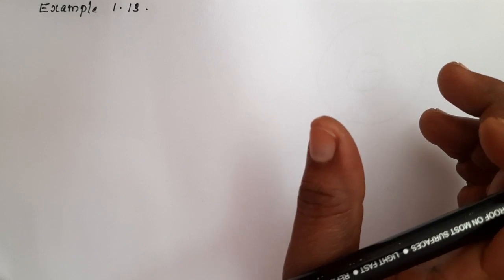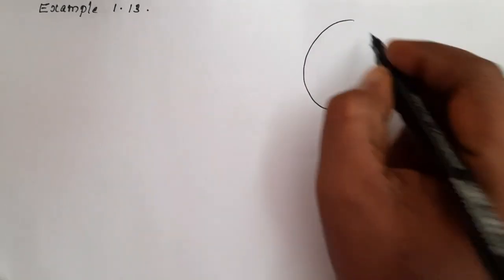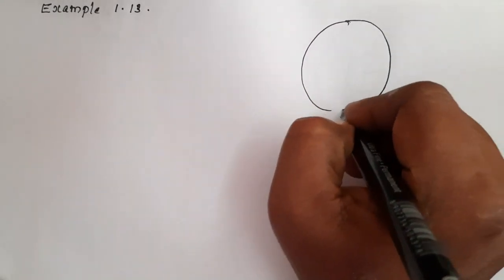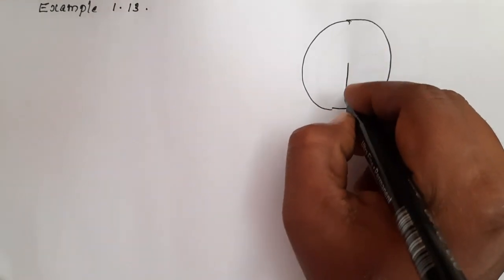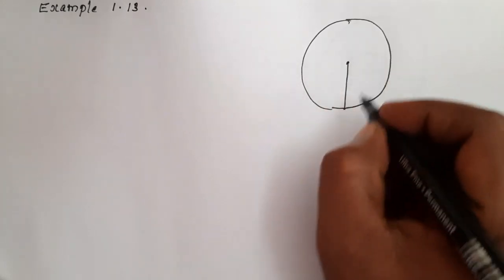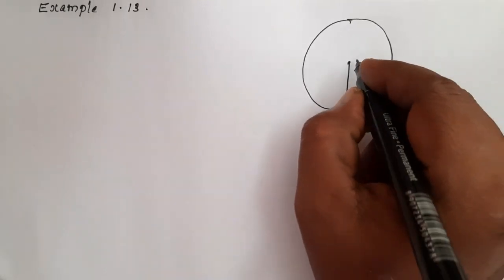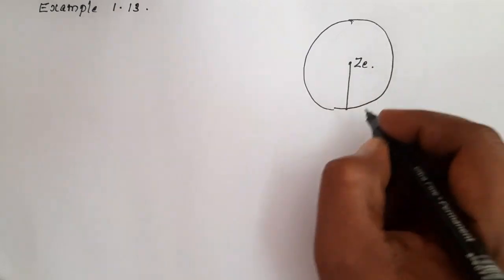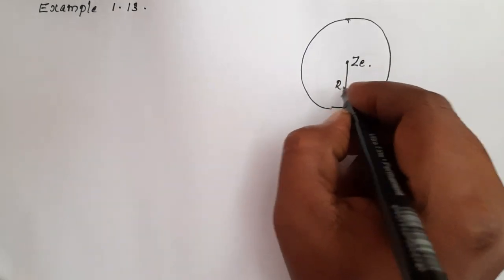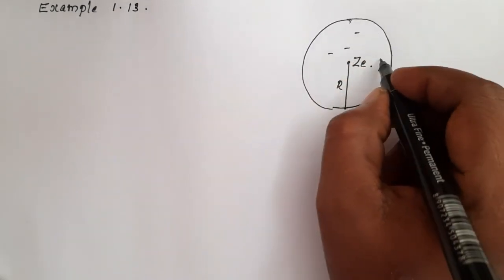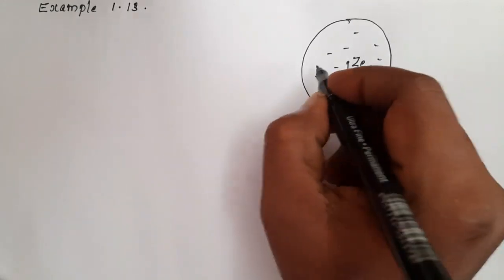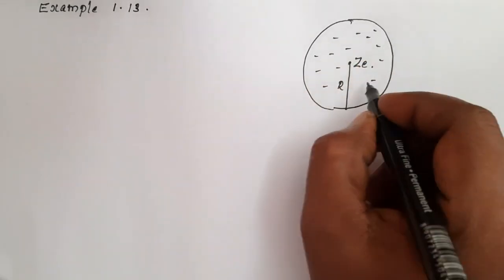So, here capital R is the radius of the atom. Here we have the atom, and at the center we have the total positive charge, that is Ze, and this is the radius of the atom. In this region, the negative charges are uniformly distributed.